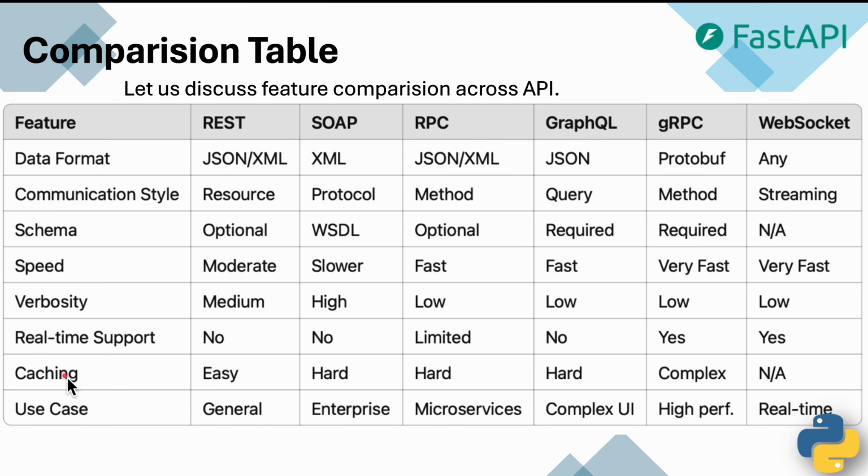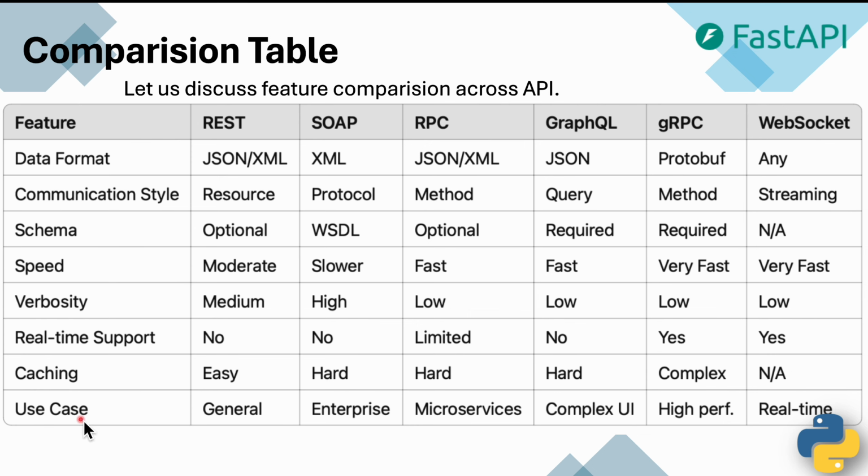And let's consider caching now. REST API: caching is very easy. SOAP API: it is a bit hard to do caching. RPC API is similarly hard as SOAP for caching. GraphQL API is also hard to cache. gRPC API is super complex for caching. Finally, WebSocket API: there is no concept of caching for WebSocket.